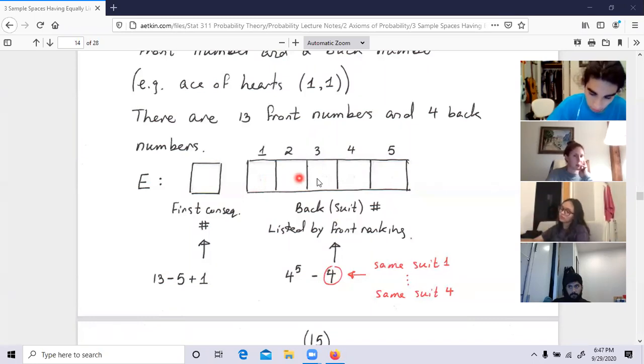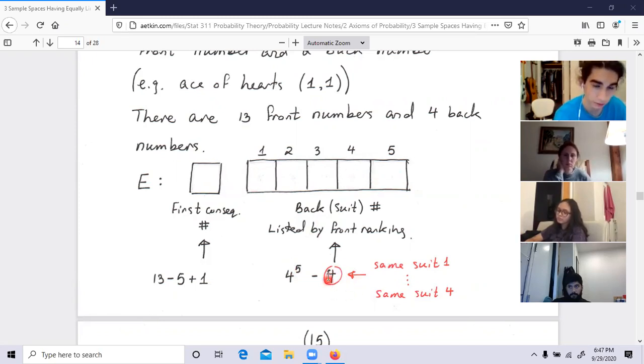And here I put the suit for those cards. So the first card can be any of 4 suits. The next card can be any of 4 suits. Next, any of 4. So there are 4 to the power of 5 suit possibilities here. Agreed?